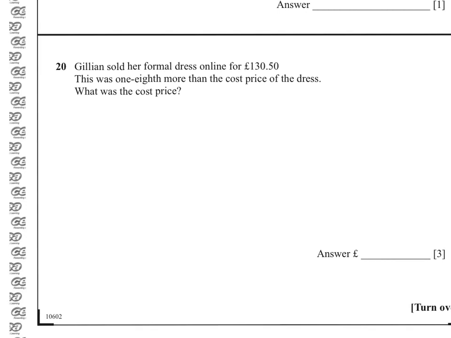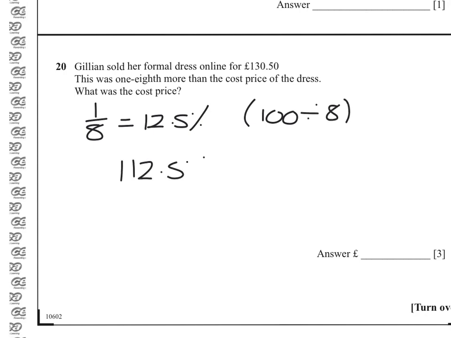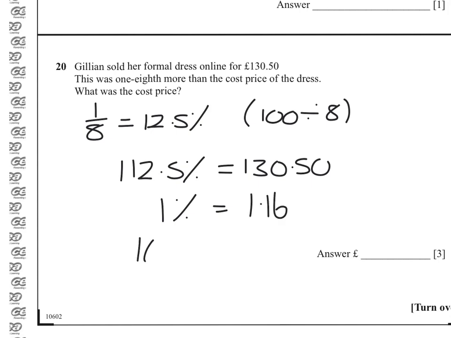So Gillian sold her formal dress online for £130.50. This was 1/8 more, so 1/8 as a percentage is 12.5%. We get that by doing 100 divided by 8, which means that 112.5% is £130.50. So 1% will be £130.50 divided by 112.5, which is 1.16, which means that 100%, the cost of the dress is 1,160. That's reverse percentages.